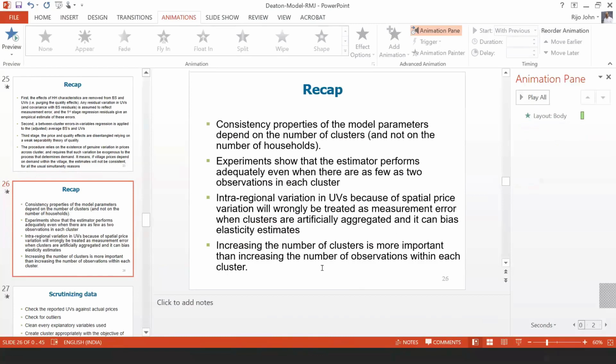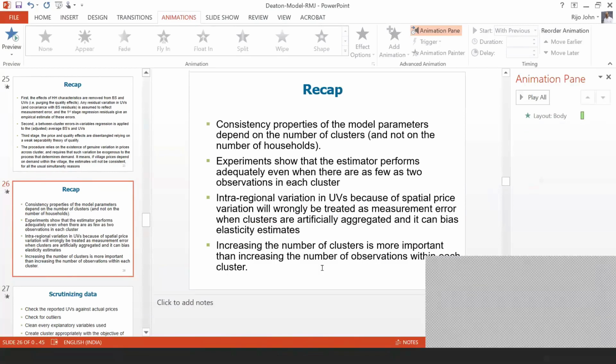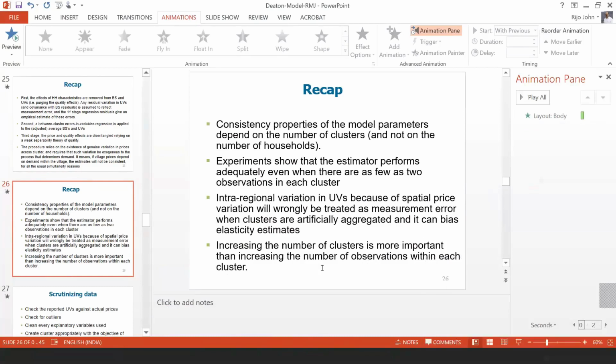Of course, it will be better, but there is also a risk because on the one hand you are reducing the available number of clusters to work with in the second stage, and on the other hand, it is also possible that some intra-regional variations in unit values because of the spatial variation will wrongly be treated as measurement error when the clusters are artificially aggregated, and it can bias elasticity estimates. So we don't want that happening. If there is genuine price variation existing between two villages, and if you were to put those two villages together to make a larger cluster, then a true genuine price variation between these villages is now going to be treated as measurement error within a village, and that is something you don't want happening. Similarly, increasing the number of clusters is more important, as I already said, than increasing the number of observations within each cluster.